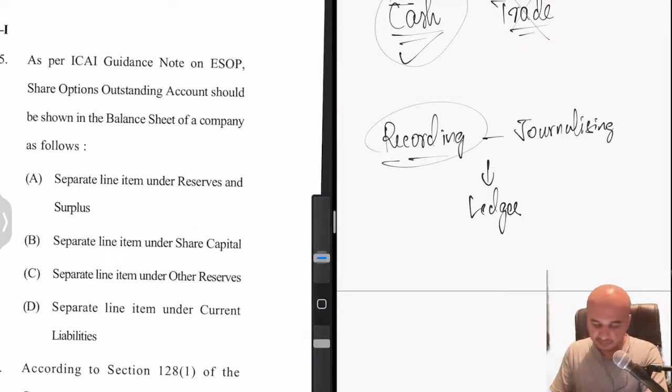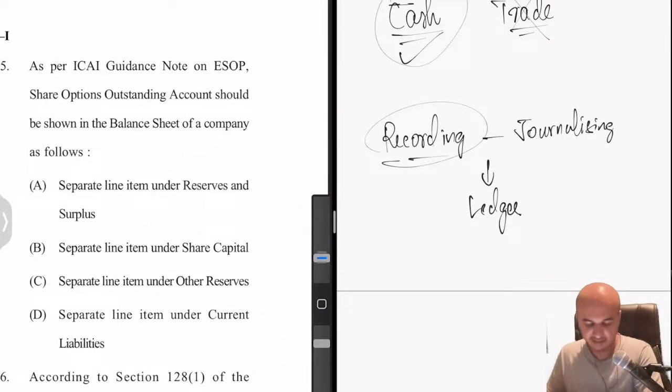Next, as per the ICAI guidance note on ESOP, the share options outstanding account should be shown in the balance sheet of a company as follows. Again, a problematic question, not because of the question itself, but because of the options. Even if you look at the institute's guideline answers, they are slightly confused as to which is the right one. They have mentioned the right answer, but again they have messed it up a bit.